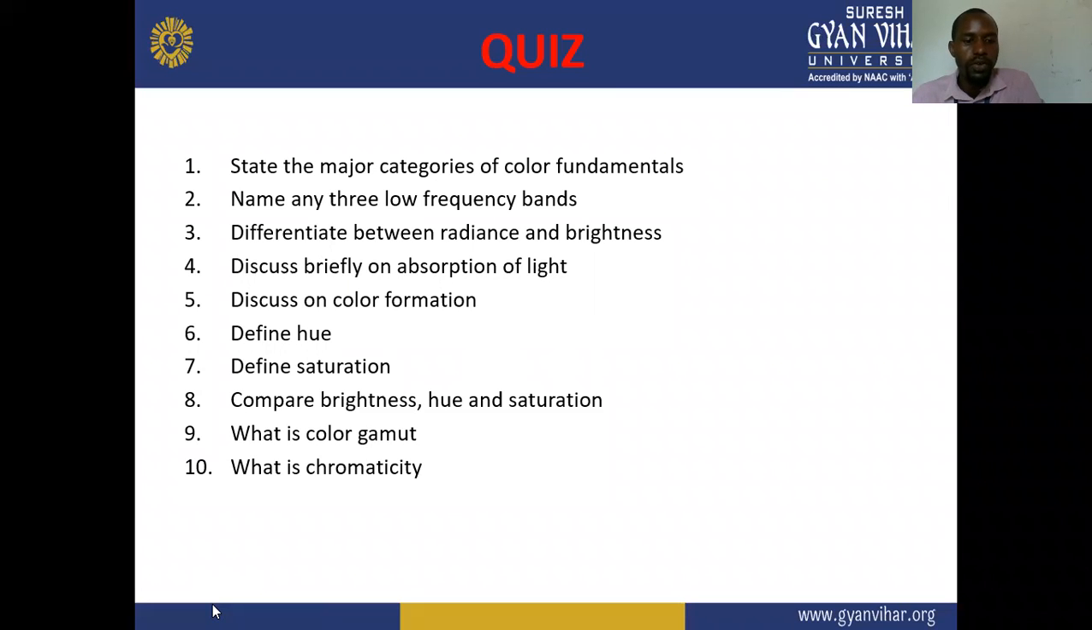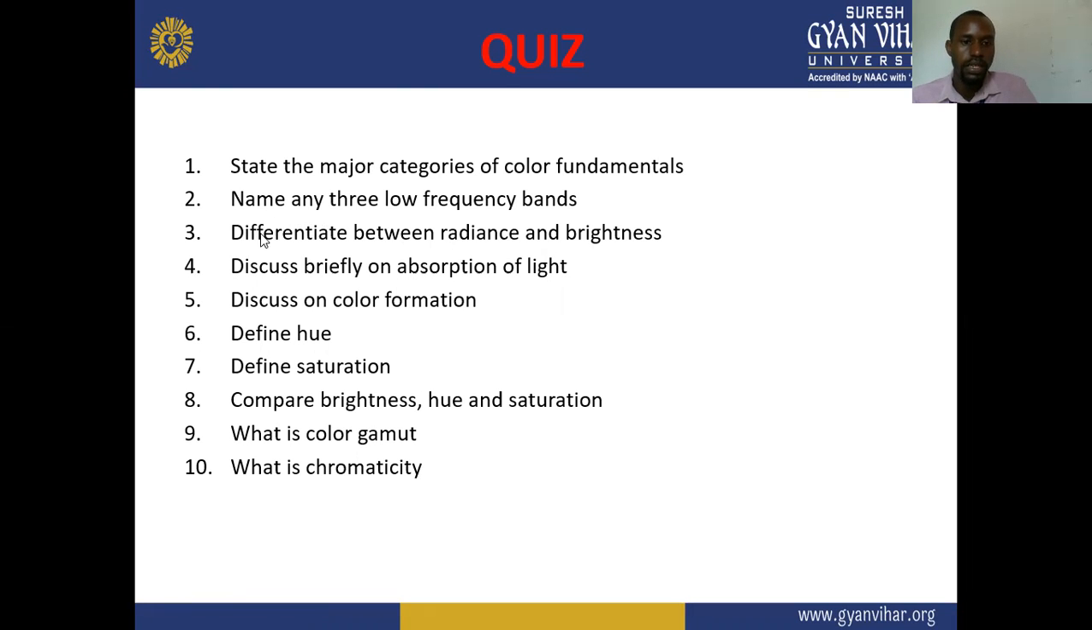So here we are going to look at the following, the second question, that is, name any three low frequency bands. So any three frequency bands are: we have the visible light, we have the radio, and we have the ultraviolet. So these are the three low frequency bands. The high frequency, we have the X-ray and the gamma rays.